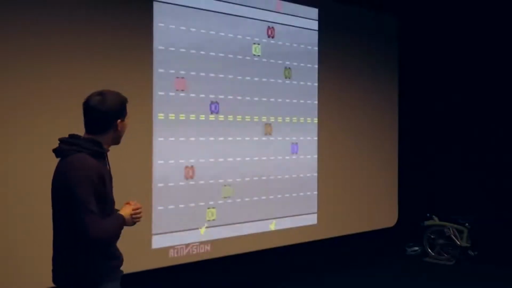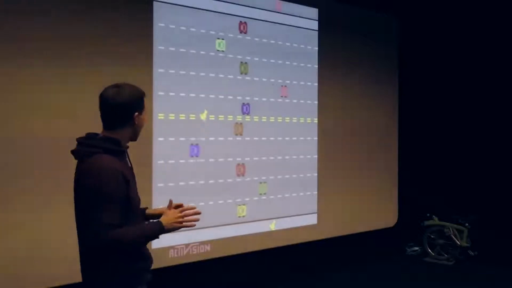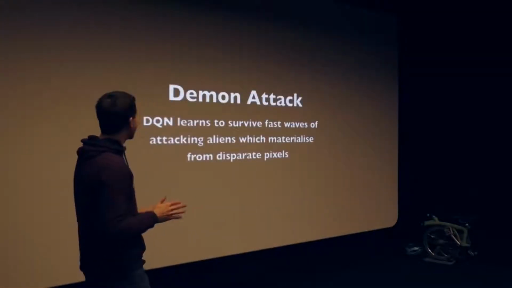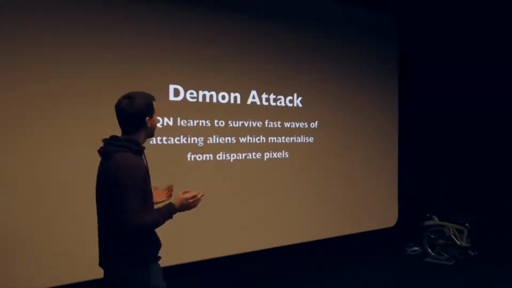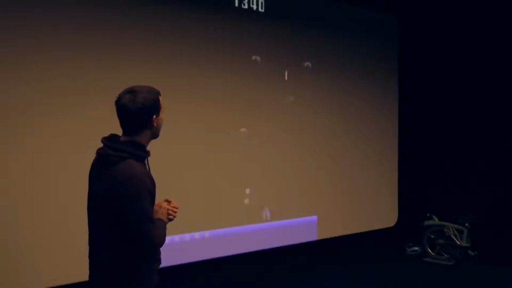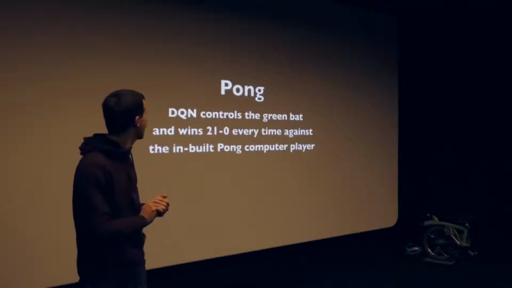that we played against. This is a really ridiculous game where the game is literally to make a chicken cross the road, and it learns to do that. This is more of a classic shoot-'em-up Space Invaders type game called Demon Attack. It learns to duck in and out of the bullets and shoot all the aliens.